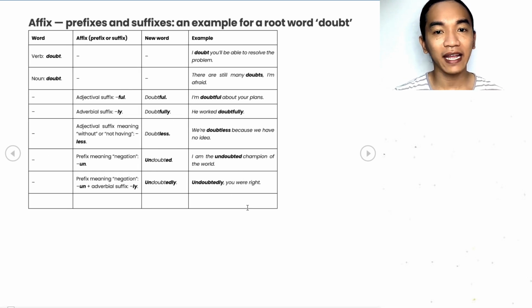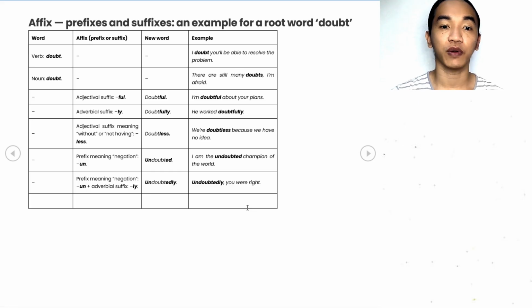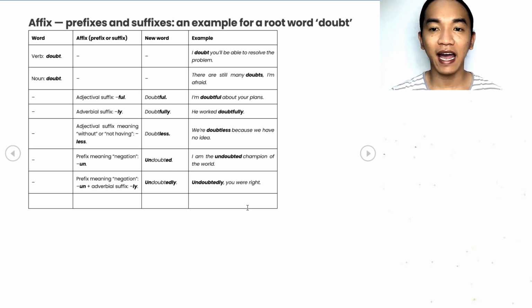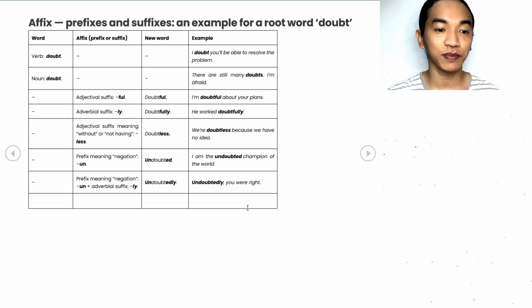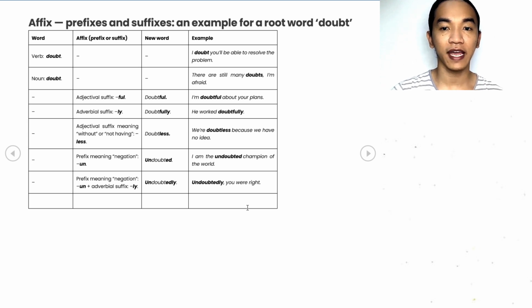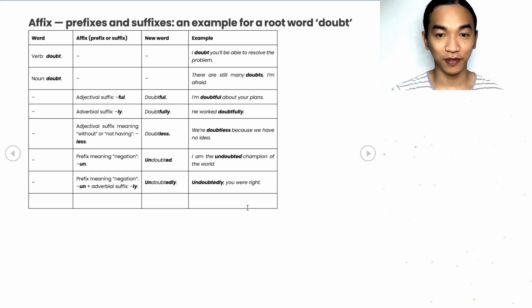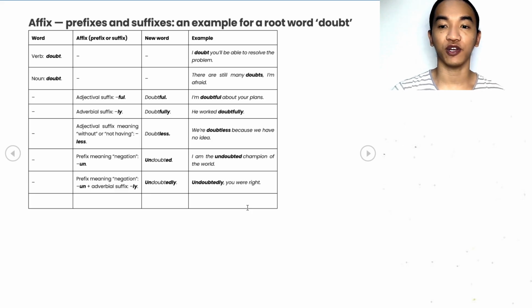Let's take a look at the example, doubt. Now, we add a prefix or suffix to our root word doubt, which is a verb first, okay? Like for example, I doubt you'll be able to resolve the problem. So in this case, it is just a verb. Now let's use doubt as a noun. There are still many doubts, I'm afraid. Now, let's put the suffix ful. Then the word becomes doubtful. So it becomes an adjective. I'm doubtful about your plans.